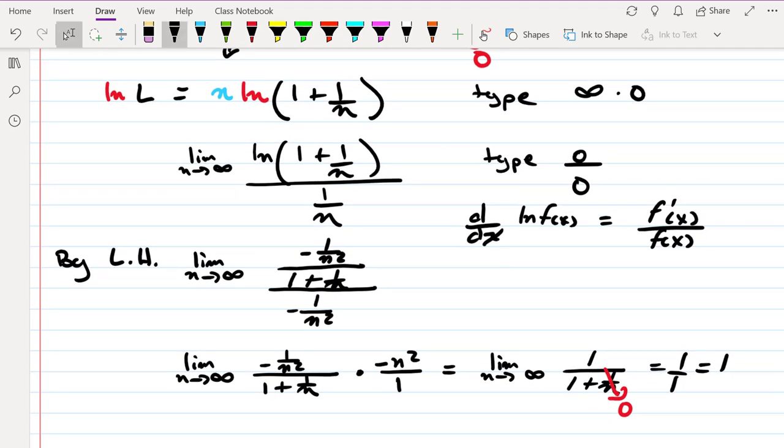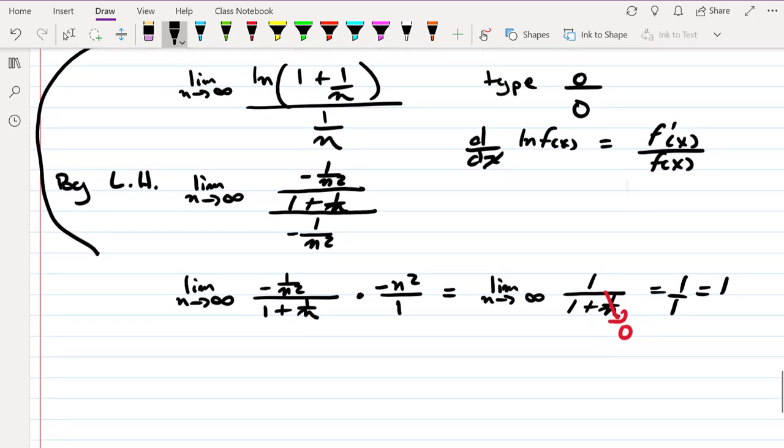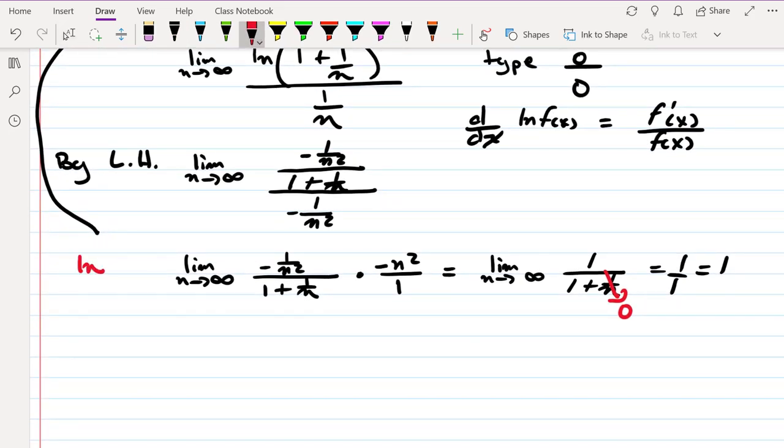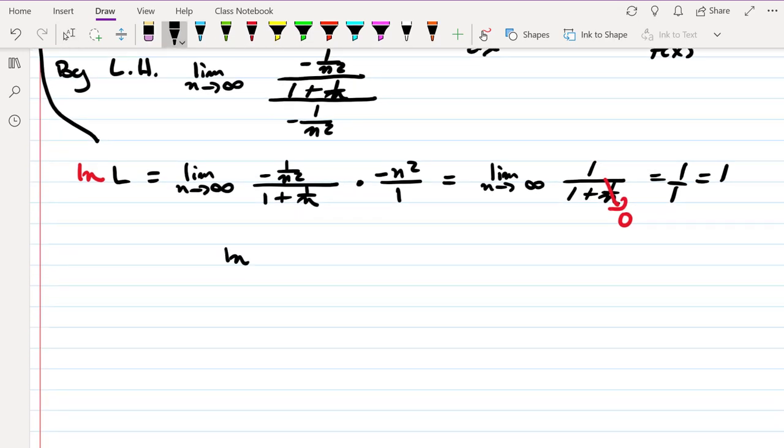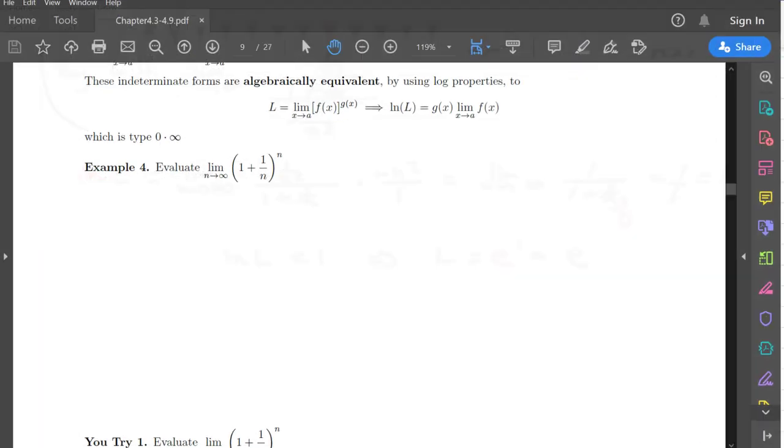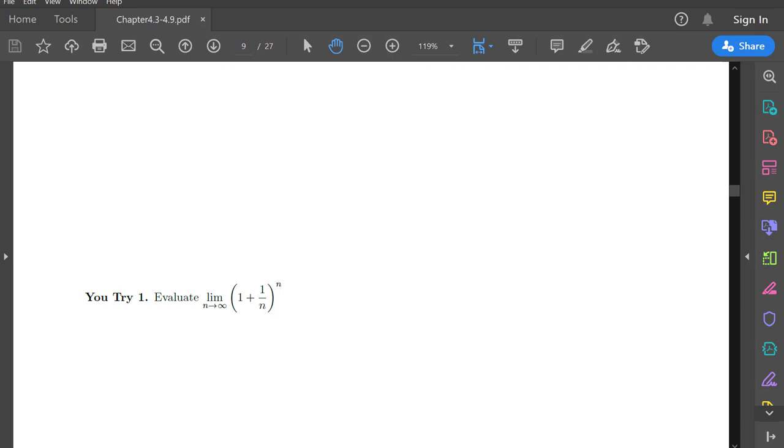But this, if we remember correctly, isn't the limit. This is the natural logarithm of the limit L. So this gives us the equation ln of L is equal to 1. So if we solve for L, we get L is equal to e to the first power, which is just e. So the value of that limit is Euler's number e. So that's the end. You'll notice the try that was here is actually the same problem that we just did.